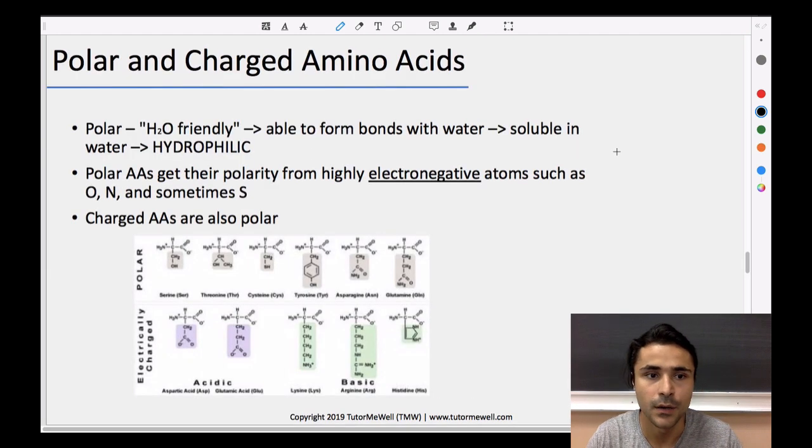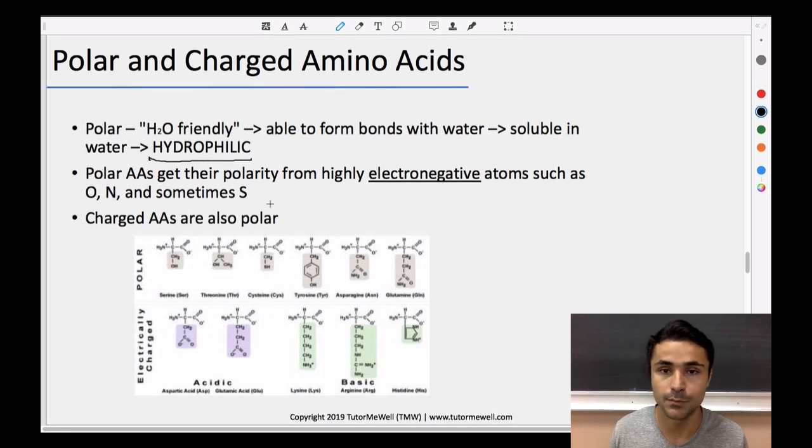So now we'll touch on polar and charged amino acids, okay? So polar in general means, within this context of amino acids, it means water-friendly. It means able to form bonds with water. It means exactly the opposite of nonpolar. And so because it can form bonds with water, it is very soluble in water, which gets the name hydrophilic. So what makes these amino acids polar? Well, polar amino acids get their polarity from highly electronegative atoms such as oxygen, nitrogen, and sometimes sulfur.